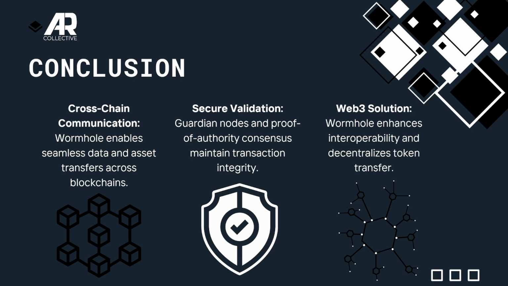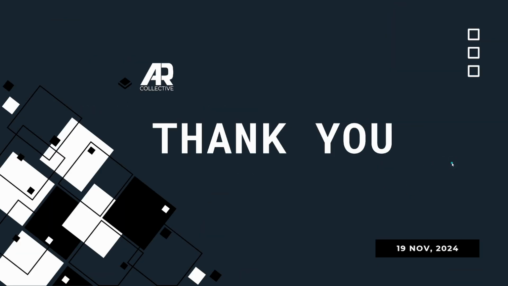So now we head into the conclusion. I do think that Wormhole provides a bridge for data and assets to move securely across different blockchains, solving key challenges in cross-chain communication. Also, with the Guardian nodes and approval authority mechanism, Wormhole ensures that cross-chain transactions are secure and reliable. Also, by facilitating interoperability and a decentralized token transfer solution, Wormhole addresses critical needs in the Web3 space. So, thank you guys, and let's dive into the TA.